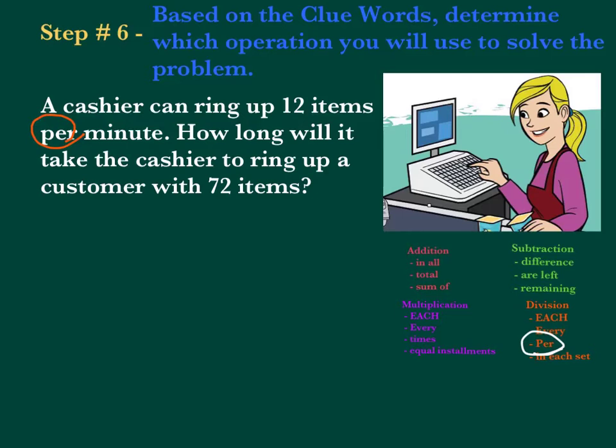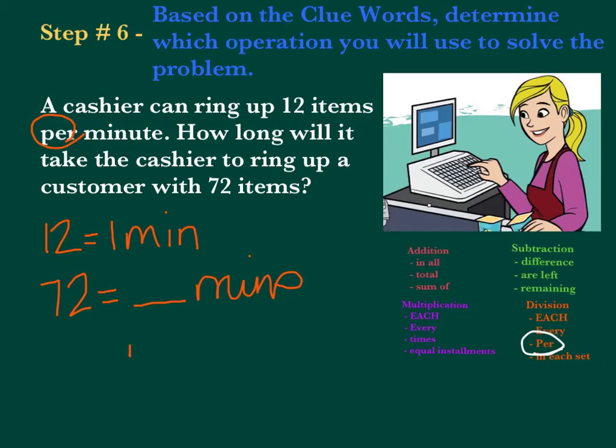Now we look at our numbers and our question again. They tell us she can ring up 12 items in 1 minute. And they ask us how long it will take her to ring up 72 items. So 72 items equals blank minutes. That's the big question now. So we're going to say 72 items divided by 12 items per minute equals 6 minutes.